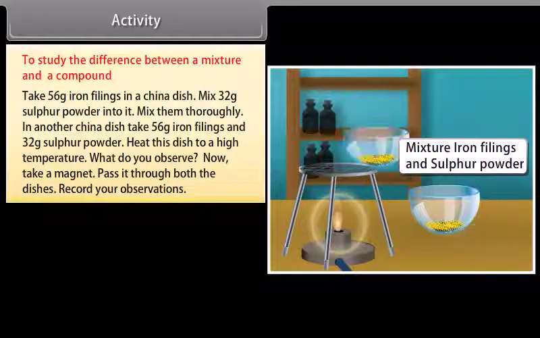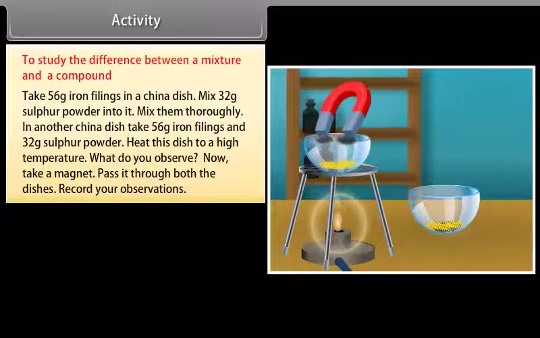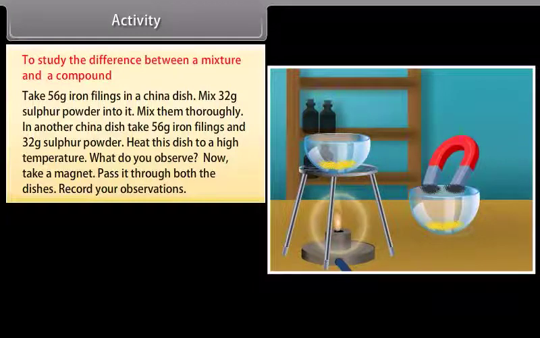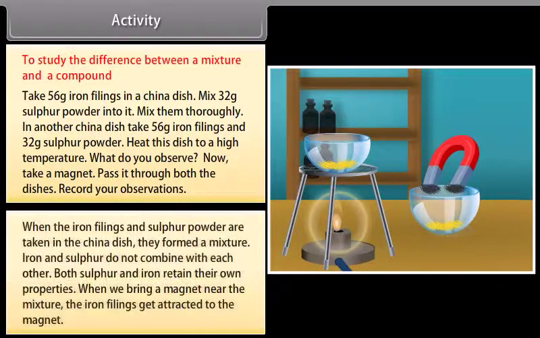Heat this dish to a high temperature. Now take a magnet. Pass it through both the dishes. Record your observations. When the iron filings and sulfur powder are taken in the china dish, they form a mixture. Iron and sulfur do not combine with each other. Both sulfur and iron retain their own properties. When we bring a magnet near the mixture, the iron filings get attracted to the magnet.